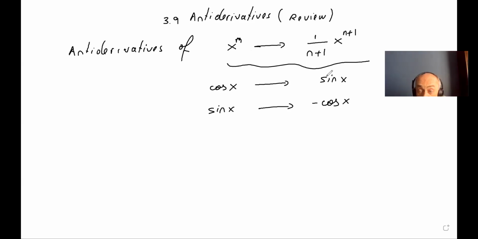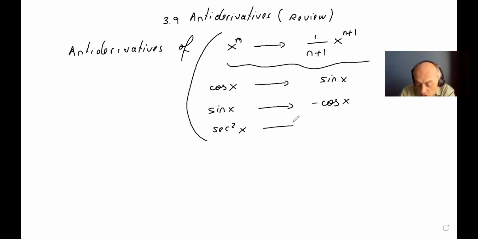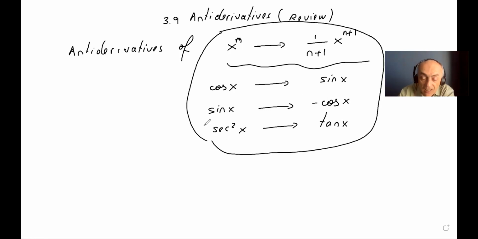These things that I'm doing right now, everybody should know. I think we should also include secant squared, whose antiderivative is tangent x, just to have a more complete table. It's not really complete here, but these are the key ones, and everybody should really know these things.